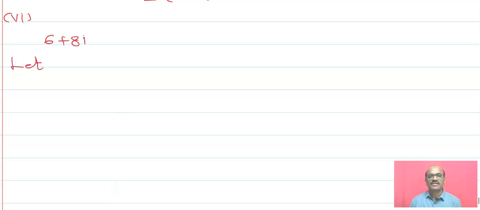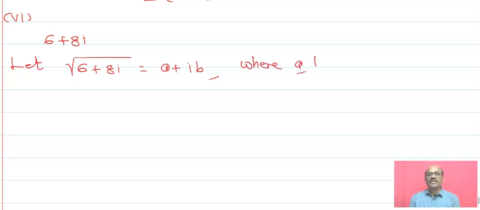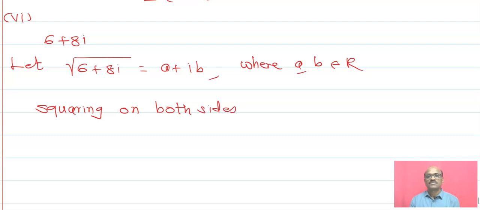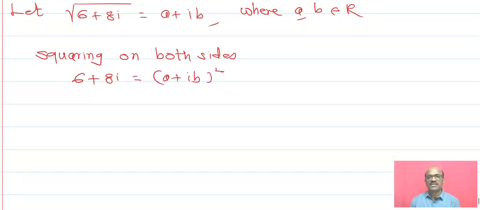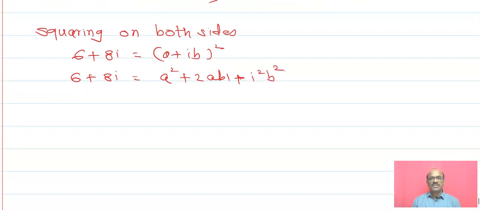6 plus 8i. Let the root of 6 plus 8i be equal to a plus ib, where a, b belong to the set of real numbers. Squaring on both sides, you will get 6 plus 8i is equal to (a plus ib) whole square. (a plus ib) square means a square plus 2abi plus i square b square, that is, 6 plus 8i equals a square minus b square plus 2abi.